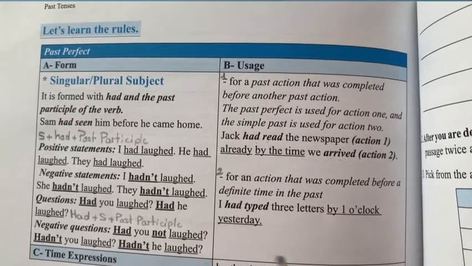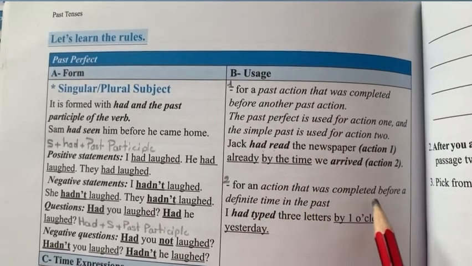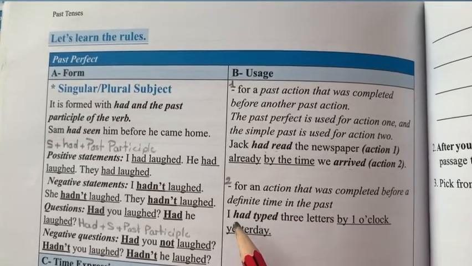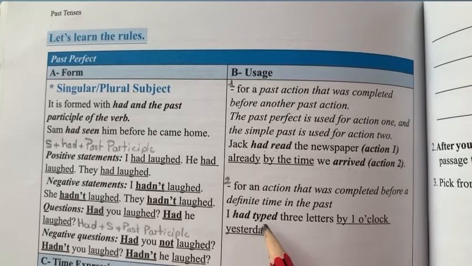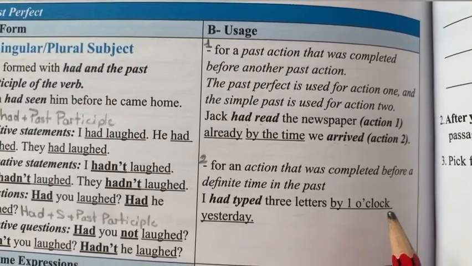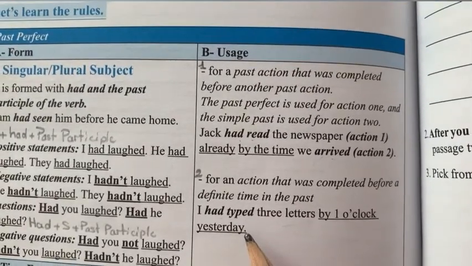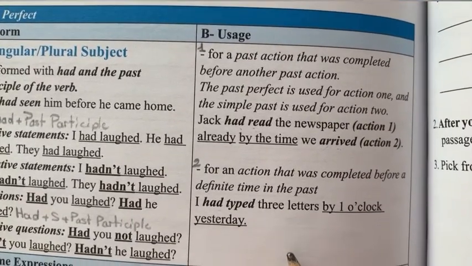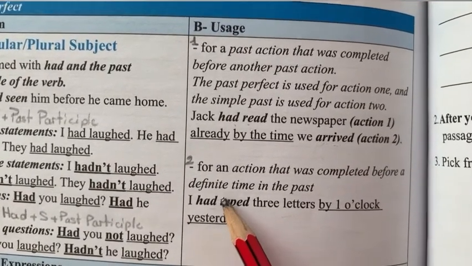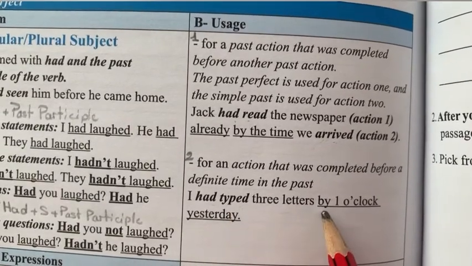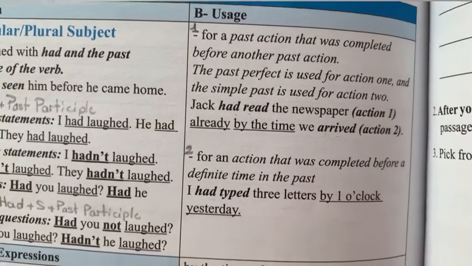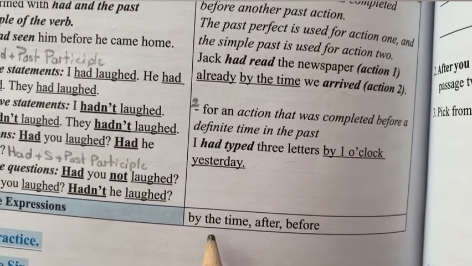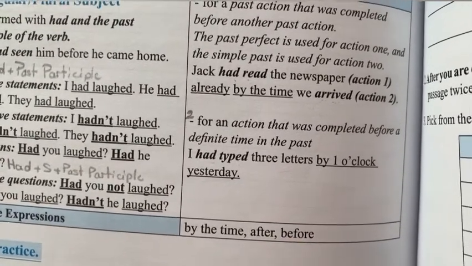The second usage is for an action that was completed before a definite time in the past. For example, I had typed 3 letters by 1 o'clock yesterday. So this action, which is had typed, happened before a definite time in the past, which is 1 o'clock. The time expressions that are used for the past perfect tense are by the time, after, before.